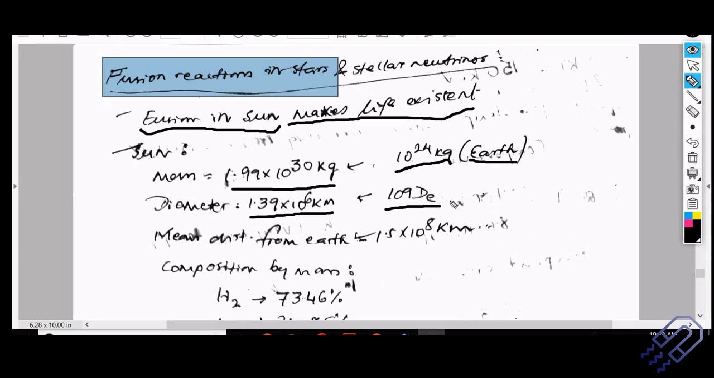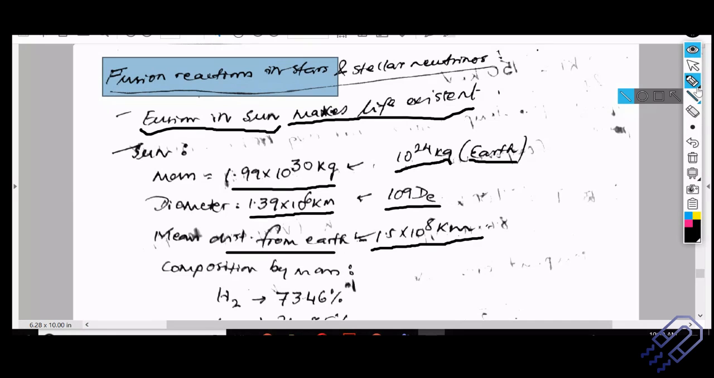These are just some parameters. We are not going to do any calculations. Let's just be a bit aware of the sun and the Earth's dimensions. The mean distance of the Earth from the Sun is 1.5 into 10 to the power 8 kilometers. So we're just talking about the parameters related to the Sun.